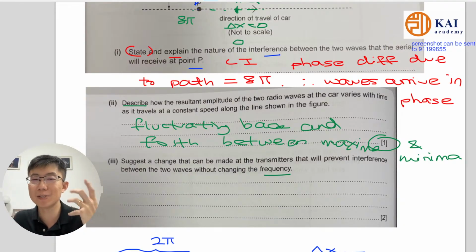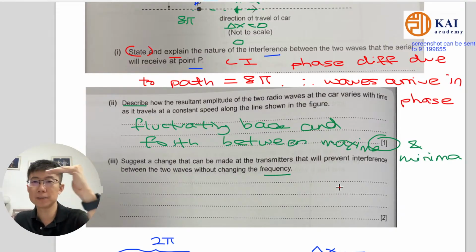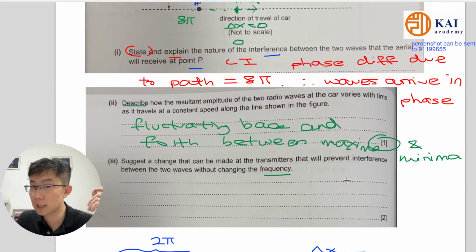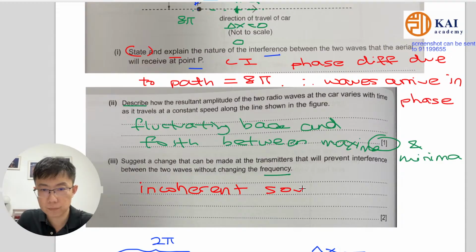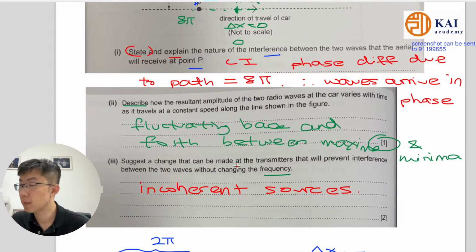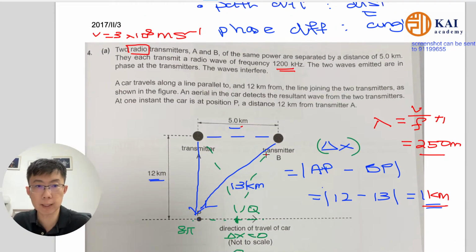Now we need to recall, what are the conditions that cause interference to take place? In most of your notes, the first condition that you will maybe point out is that the sources must be coherent. So here you want to prevent interference, therefore we will use incoherent sources. Now, what does coherent, or for that matter incoherent, actually mean?